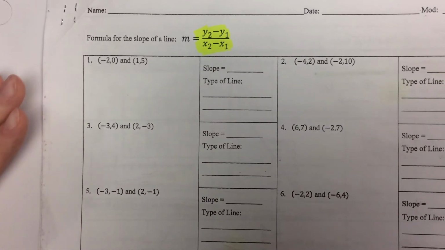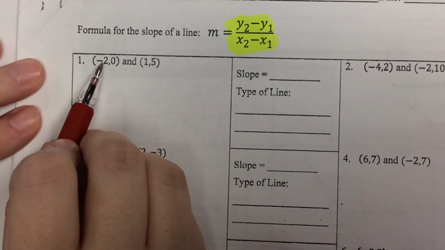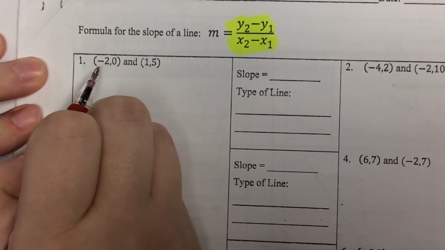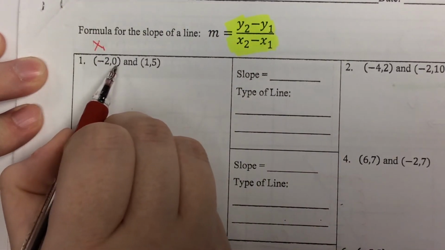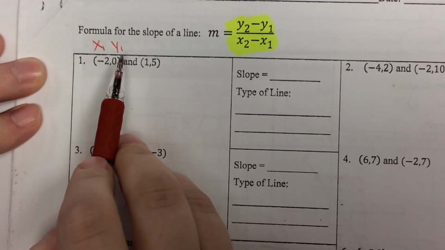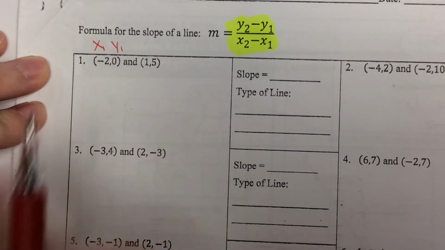So if we were going to label these things, we would call this our first point, meaning that this x value is x sub 1, and this y value 0 is y sub 1. Why are they both sub 1? Because they're the first point. Okay, they're the first ordered pair.